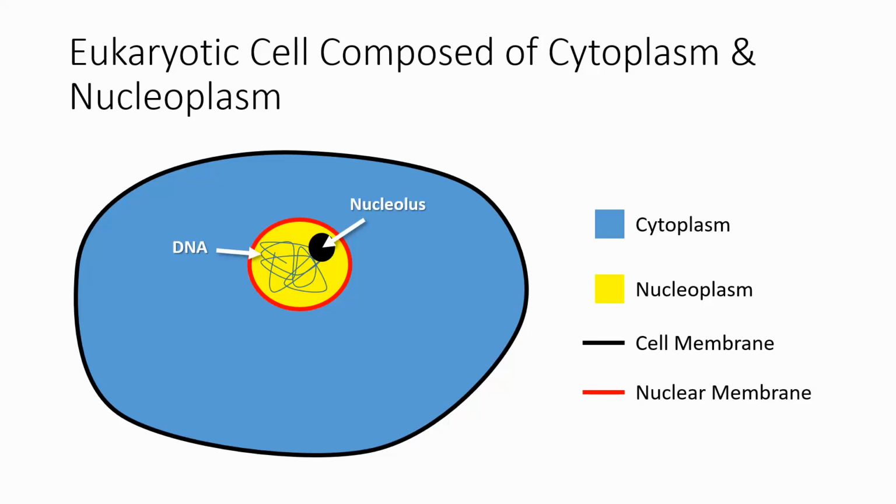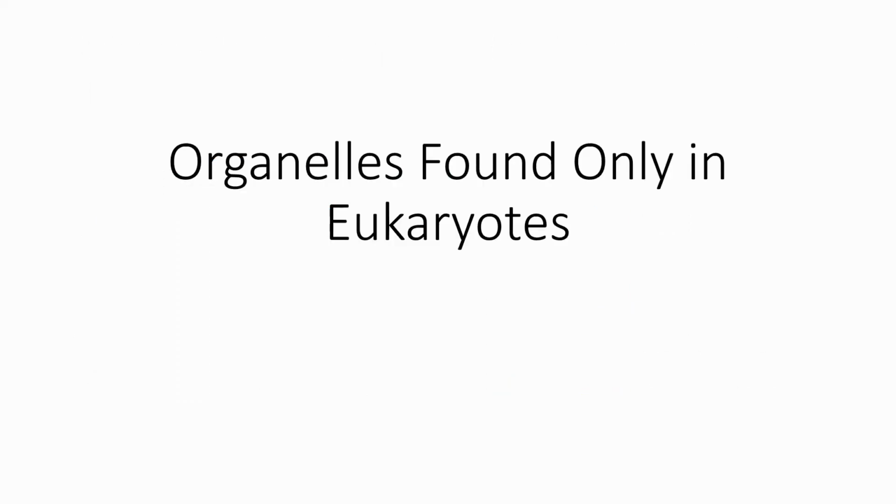You can divide up the internal parts of a cell into two major structures, the cytoplasm and the nucleoplasm. The nucleoplasm is all of the stuff inside the nucleus. The cytoplasm is everything inside of a cell except for the nucleus and the nuclear membrane. So it's basically everything in between the nuclear membrane and the cell membrane. By the way, we're going on to organelles that are only found in eukaryotes at this point.